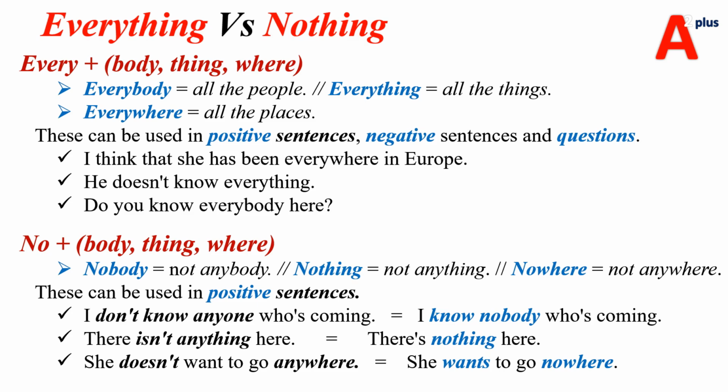There isn't anything here. There is nothing here. Okay. So there isn't anything here is a negative sentence. There is nothing here is a positive sentence. She doesn't want to go anywhere. She wants to go nowhere. So we use no, nobody, nothing, nowhere with a positive sentence. Okay, it means negative, but we use it with a positive sentence.